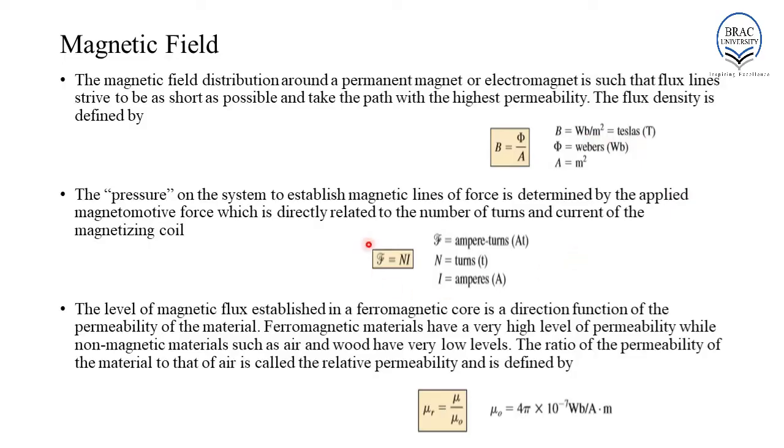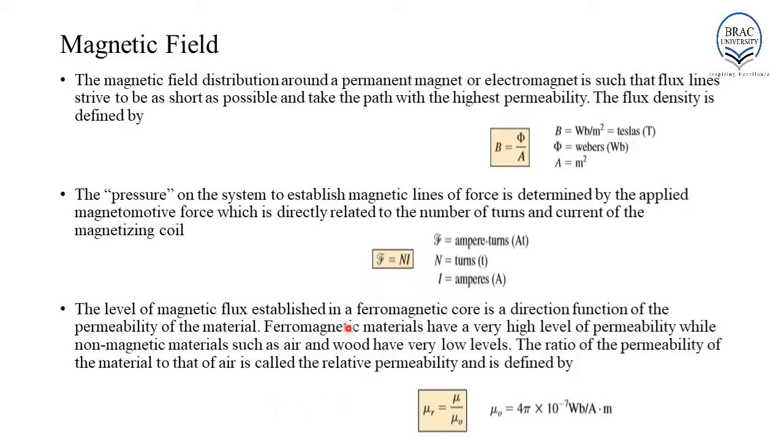The number of flux lines which will be established depends on the applied magnetomotive force. The magnetomotive force is directly related to the number of turns and current of the magnetizing coil and is defined by the expression F equals Ni.